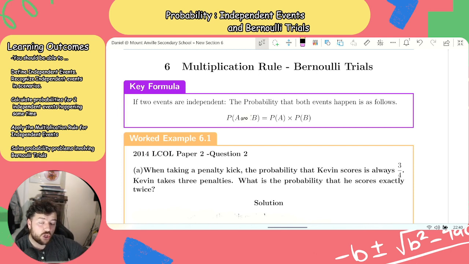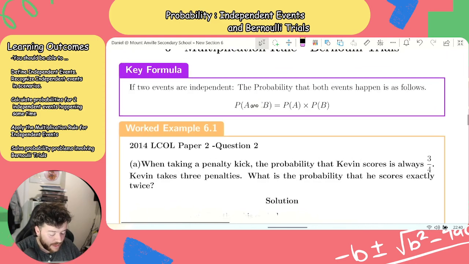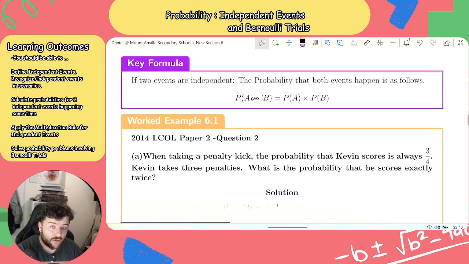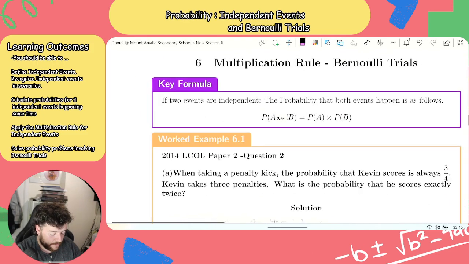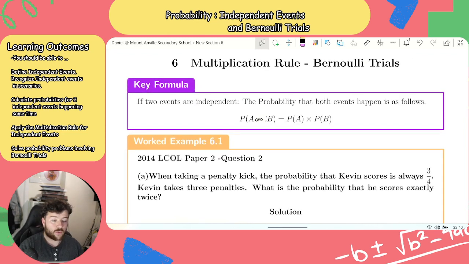For example, you rolling a 4 on a dice will not affect the probability of you flipping a heads on a coin. However, say you not studying for your test will affect the probability of how well you do, so they are not independent events. If two events are independent, the probability of A and B both happening, you multiply the two probabilities together: probability A times probability B. These questions are asked in context with Bernoulli trials.